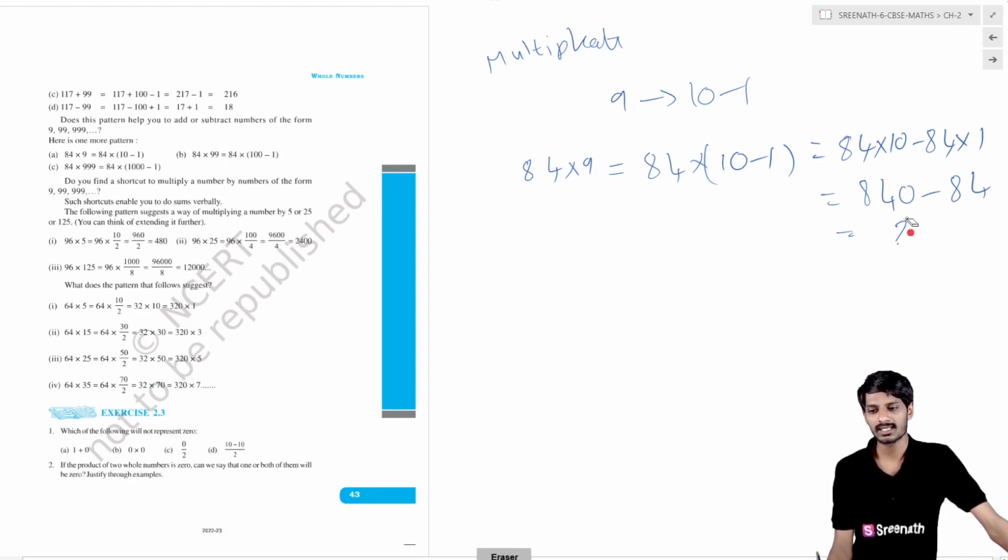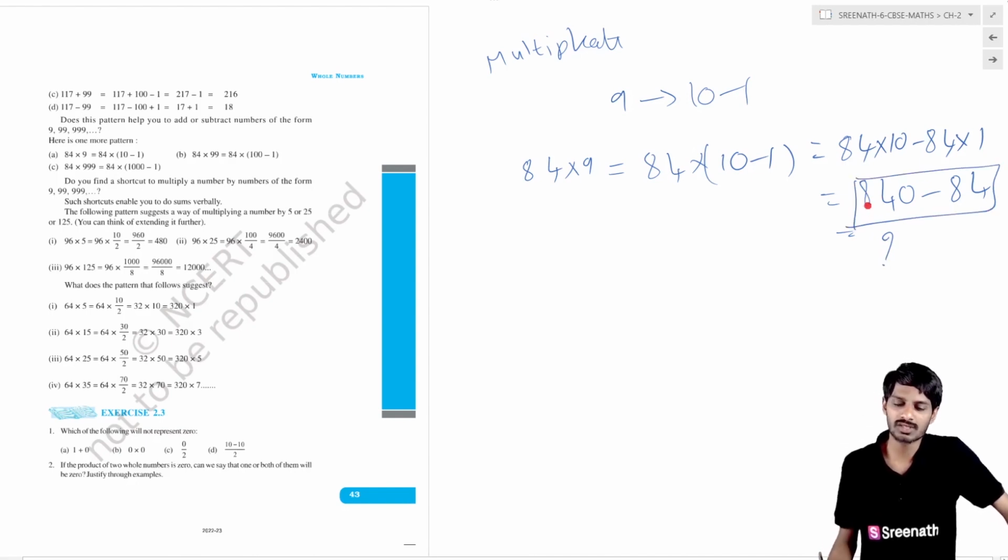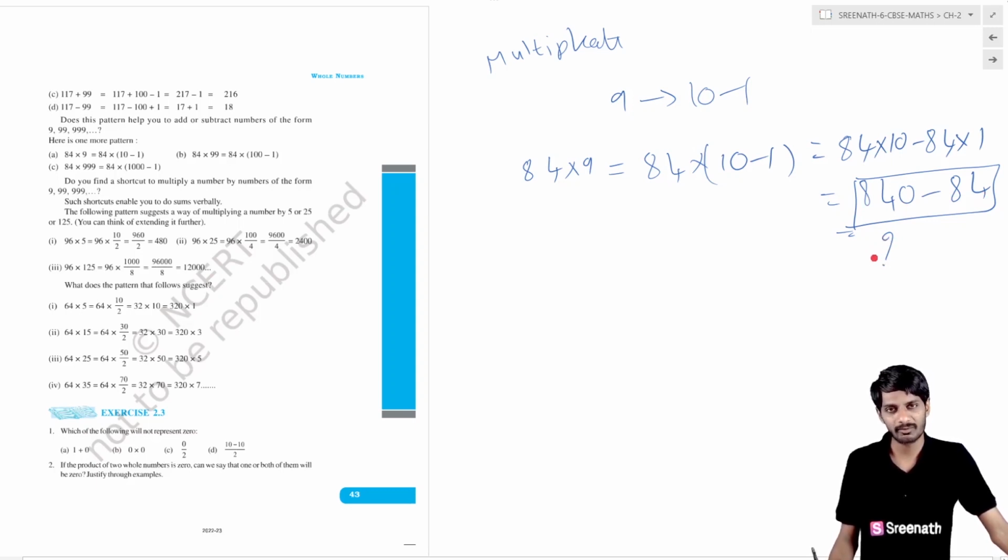What is the answer for 840 minus 84? Comment below and tell me what the answer is when you subtract 84 from 840. It is just a small assignment, a small homework for you. Find out the answer for subtracting 84 from 840. Okay.